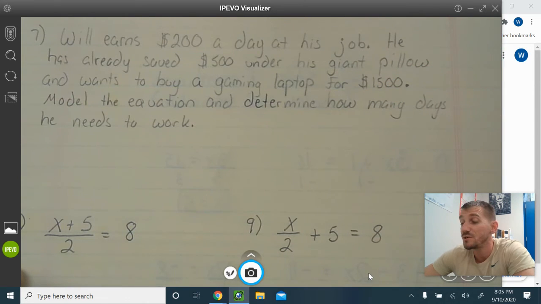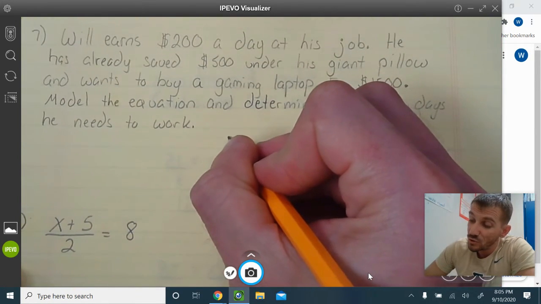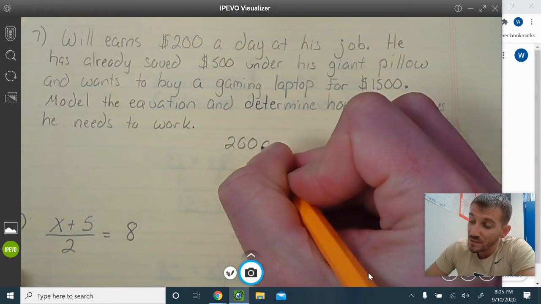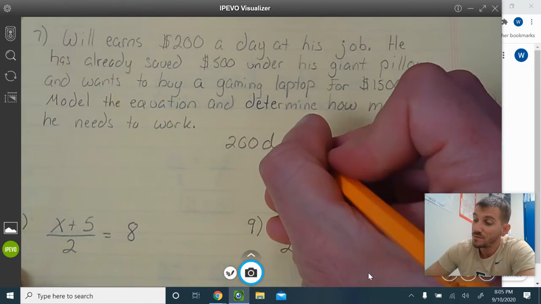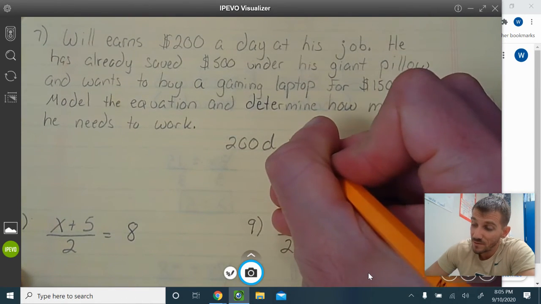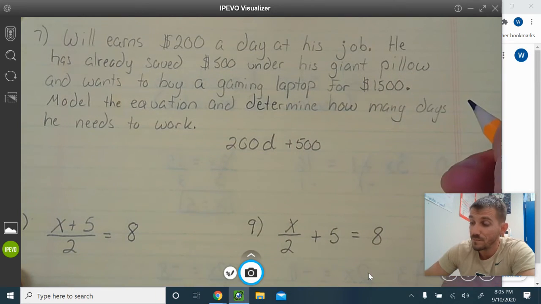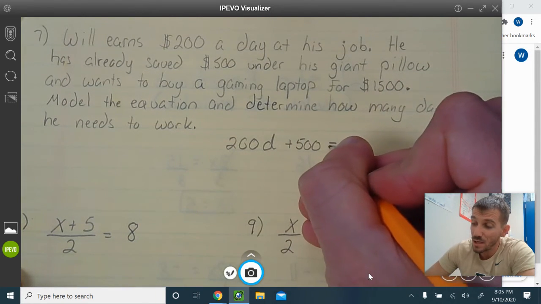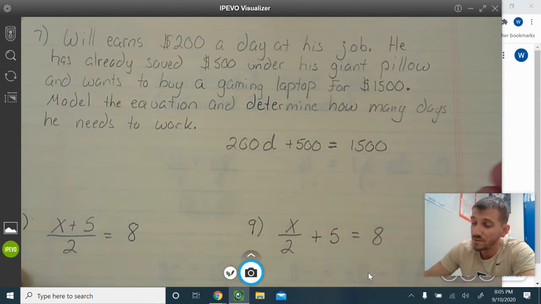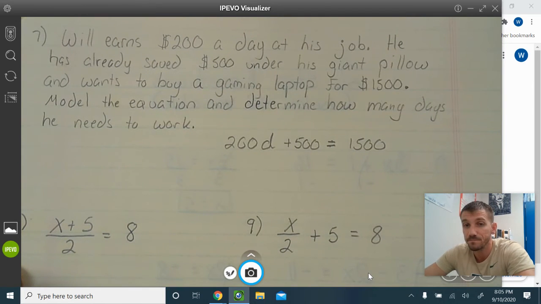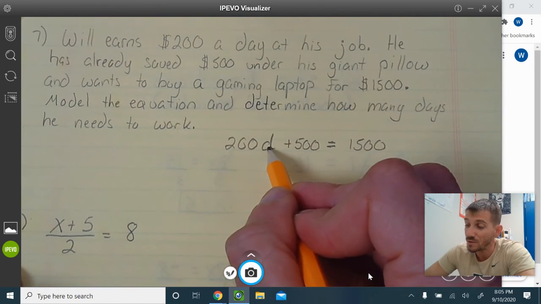Well, guess what? He makes $200. Not once, he makes it every day. So we know that's $200 every day. We're just going to call that D. Okay. Also, he saved $500. Is that plus 500? Is that minus 500? It's a one-time amount. So he already has $500. And he wants to buy something that costs him in total, it equals $1,500. That's your equation. D represents the number of days he works.